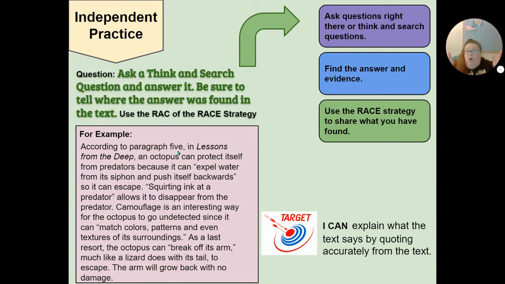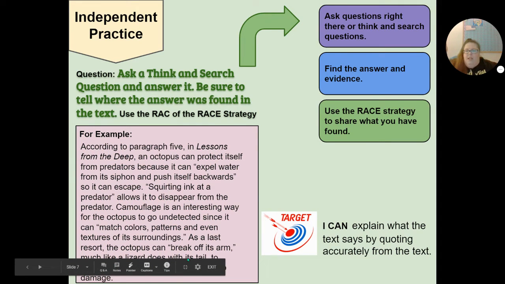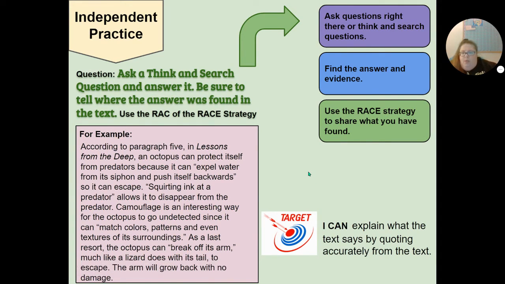According to paragraph 4 from Lessons from the Deep, the octopus can protect itself from predators because it can expel water from its siphon and push itself backwards so it can escape. Squirting ink at a predator allows it to disappear from the predator. Camouflage is an interesting way for the octopus to go undetected since it can match colors, patterns, and even textures of its surroundings. As a last resort, the octopus can break off its arm, much like a lizard does with its tail, to escape. The arm will grow back with no damage.